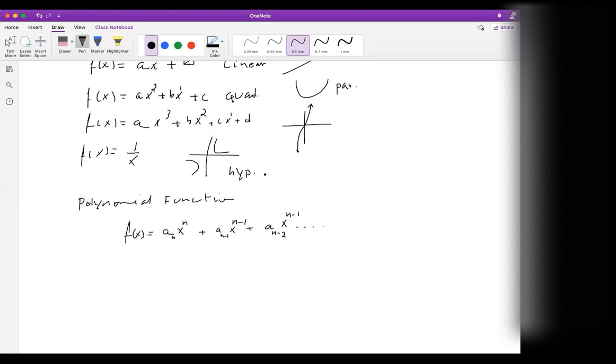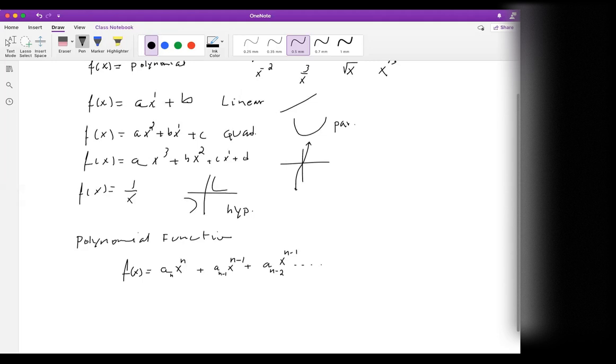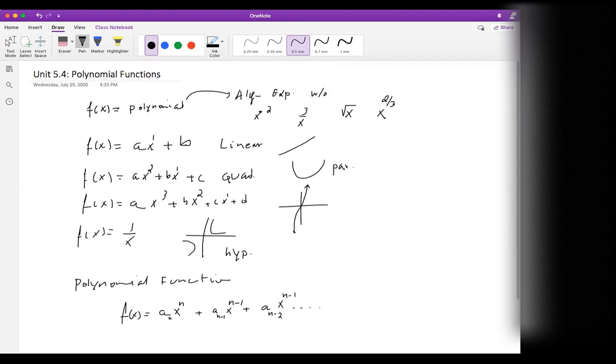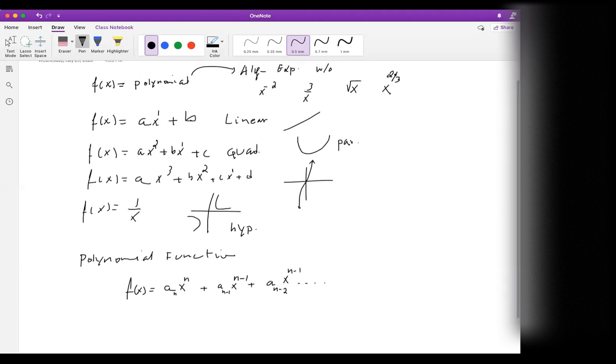So a function could have one term, for example, just f of x equals 2x, or it could be 2x plus 5. It could be any number of terms, as long as the variable doesn't have a negative power, the variable is not in the denominator, and doesn't have a radical or a fraction or a decimal as a power.